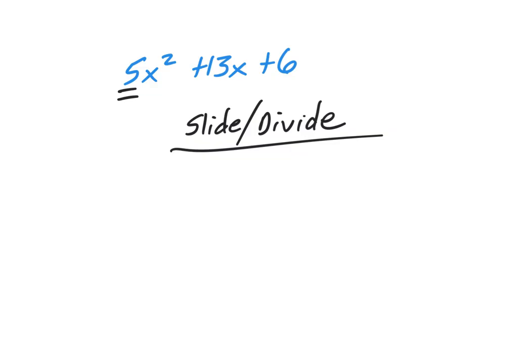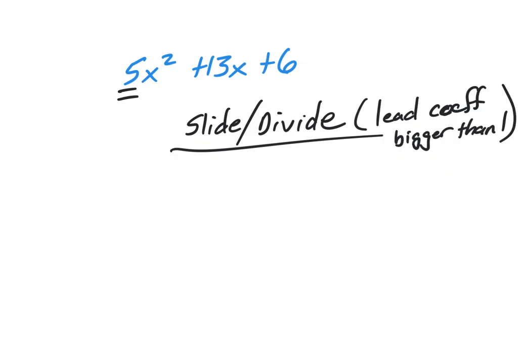Okay, so slide and divide. We do this when we have a leading coefficient bigger than 1. So if there's a number in front of x squared other than 1, or anything there that's not 1, then we do slide and divide. And obviously there's some different steps to this, but we still kind of do it like we do product and sum.